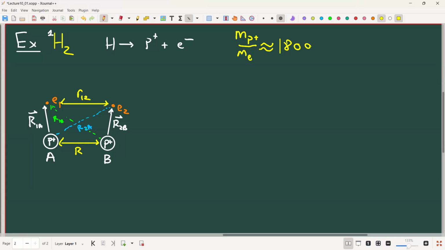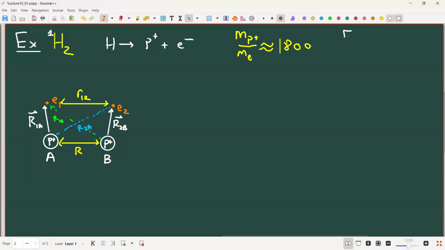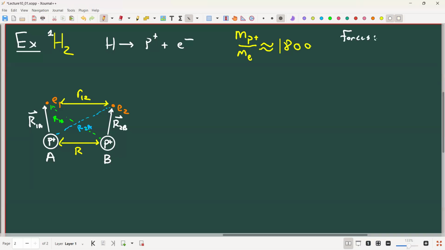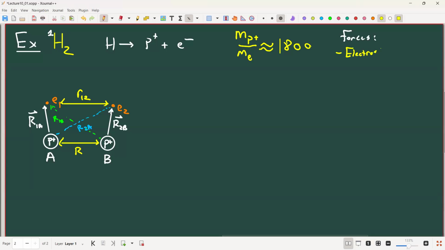We think about what is going on in this system, right? What do we have? We have some positive charges and we have some negative charges. We know what those do to each other. So what are the forces acting on this system? Well, there's only one force. There's the electromagnetic force, the Coulomb force, the electrostatic force, between E and P. And we know the rules.